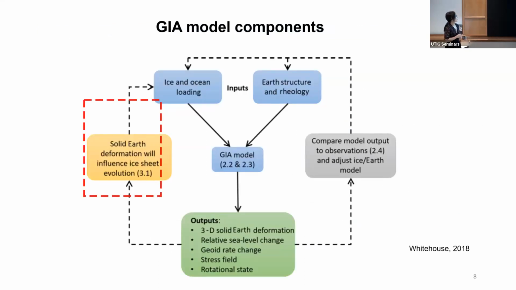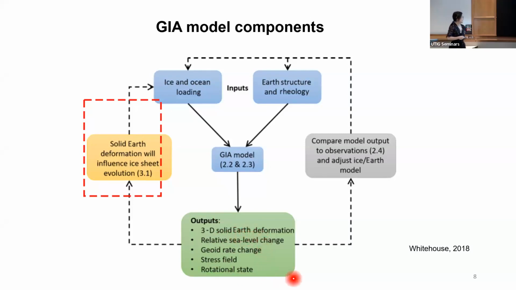Okay, these are all the GIA model components I mentioned. You can see we have the input ice and the ocean load. The ice loads come from the ice history, and then we have the sea level equation to include the ocean loading. Then we make some assumptions or constraints for the Earth structure and rheology, and then the GIA model solves the governing equations, and then we have the outputs. They have multiple different outputs.